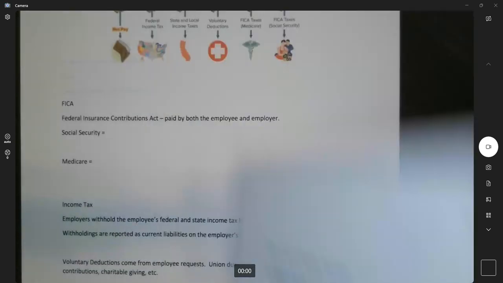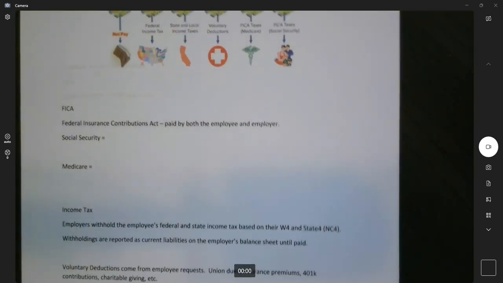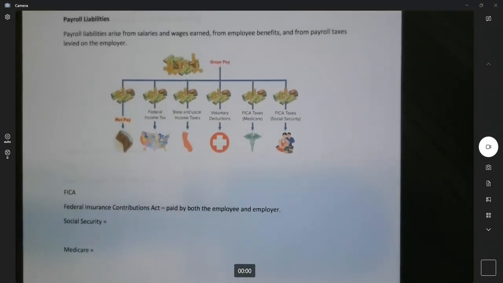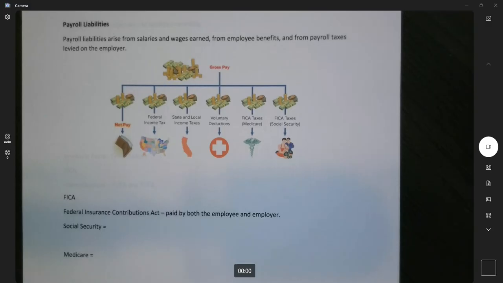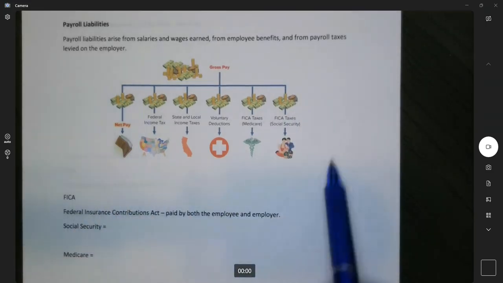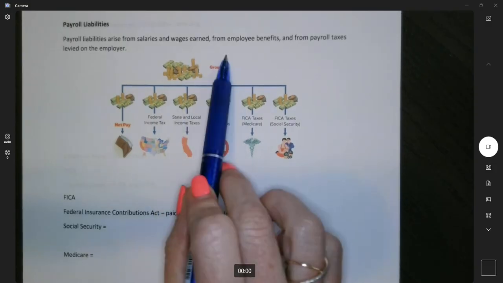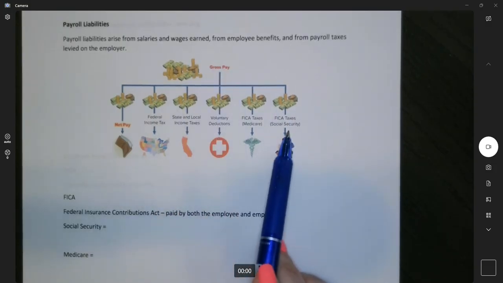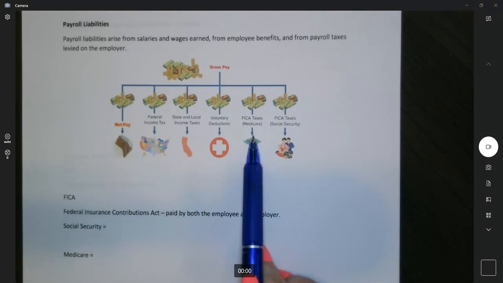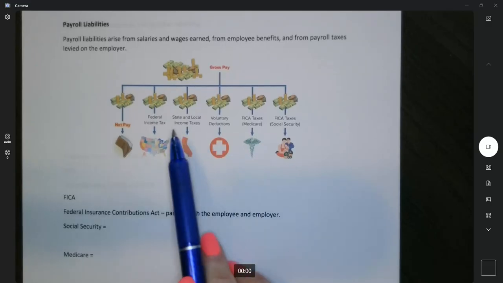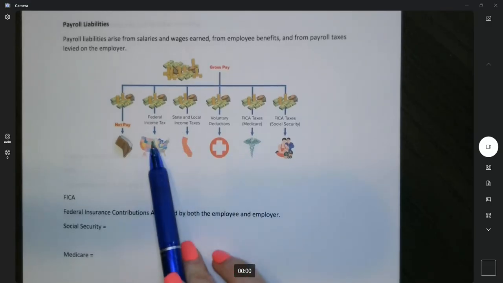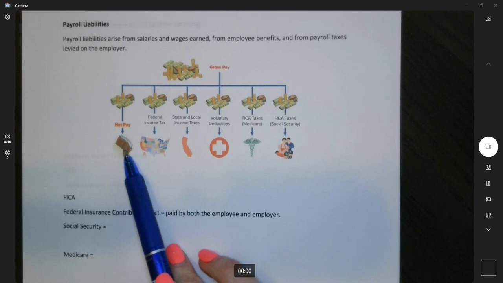The last thing we see in this chapter are payroll liabilities. Now, this is a new concept for this particular chapter, but payroll liabilities happen from salaries and wages earned, from employee benefits, and from payroll taxes that are levied on the employee and the employer. Down here, we just have an example of, from an employee's gross pay, the things that come out: FICA taxes for Social Security, FICA for Medicare, voluntary deductions, state and local income tax, federal income tax, and then they get to their net pay.